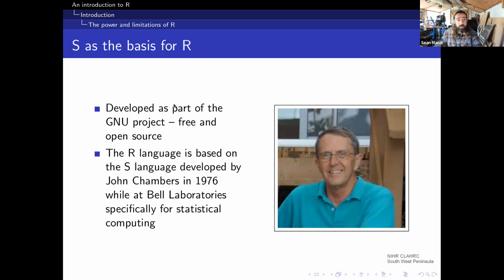So where did R come from? Originally, R comes from a language called S. And believe it or not, S stood for statistics. It was a statistical programming language, developed by John Chambers in 1976 specifically for statistical computing in the Bell laboratories, which later became Packard-Bell.